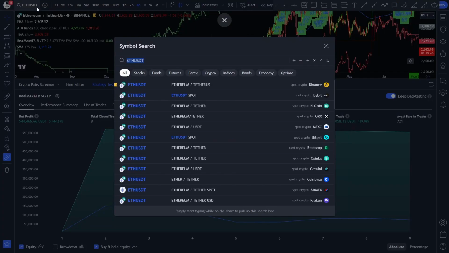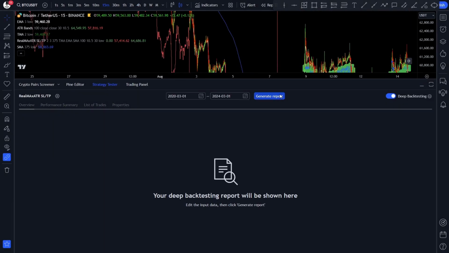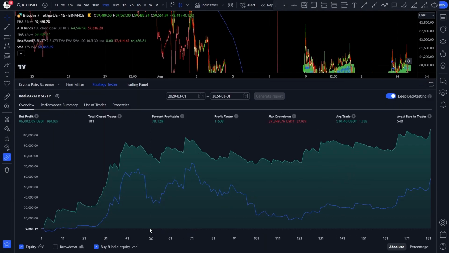Okay, finally let's see the BTC USDT. On the 15 minute it is profitable and it well outperforms the buy and hold equity curve. All the values are within my limits, more than 100 trades, great net profit, 960% to be exact, 1.6 profit factor and an under 30% maximum drawdown at 28%.